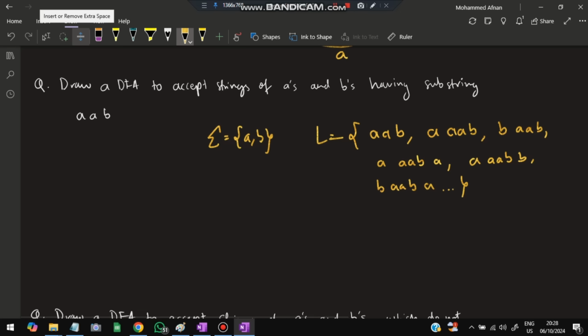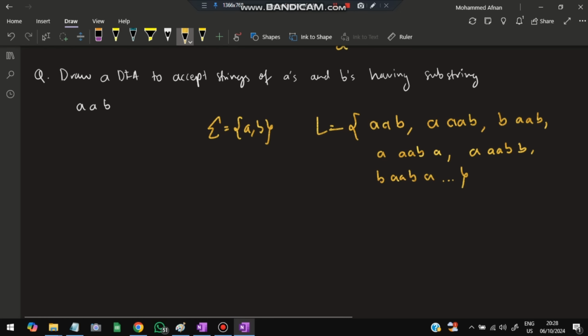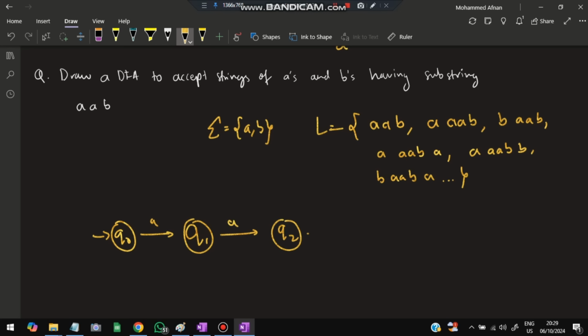Let's have a look. So, first we'll make the Q0 state. So this is the Q0 state. Okay. And this least string is AAB. So I have to make here A. And this will be Q1, A, Q2, B, Q3. Final state. Okay.